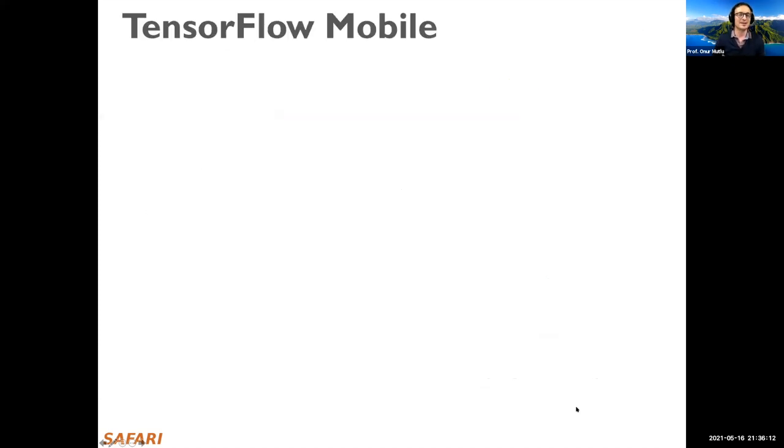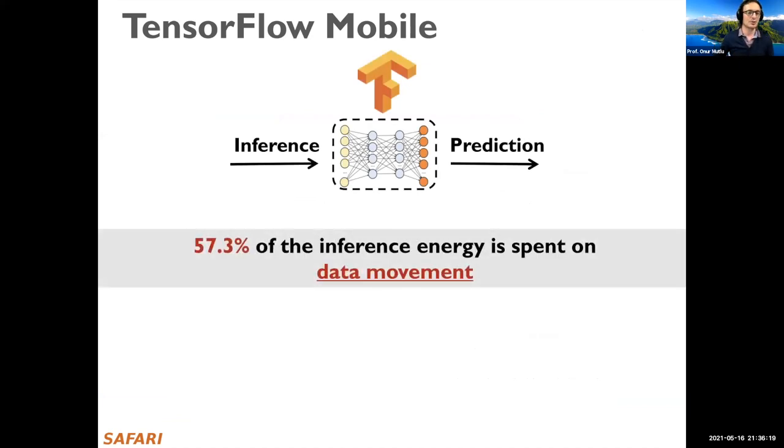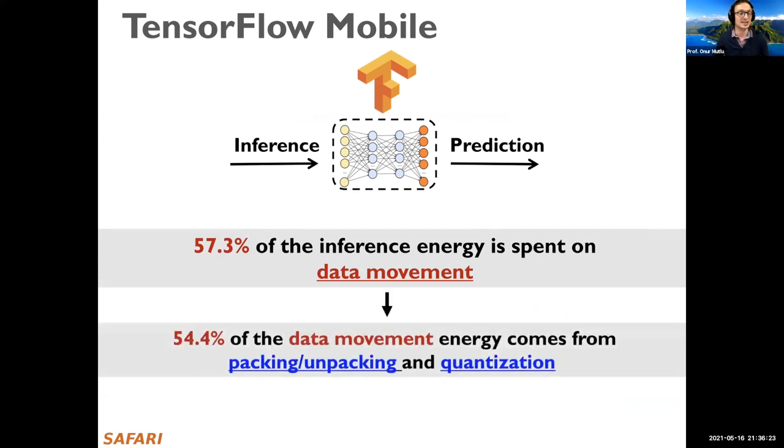Okay, so let me give you some examples of these functions from machine learning, since machine learning is important today. Machine learning inference actually goes through many layers, and it turns out a significant fraction of the inference energy is spent on data movement in TensorFlow, and a significant fraction of that data movement comes from 2 functions, packing and unpacking, and quantization of results.